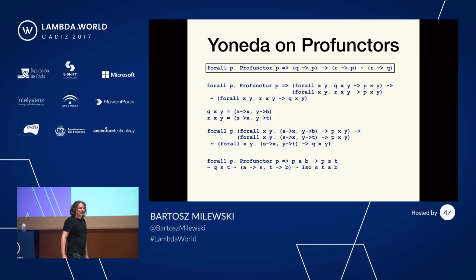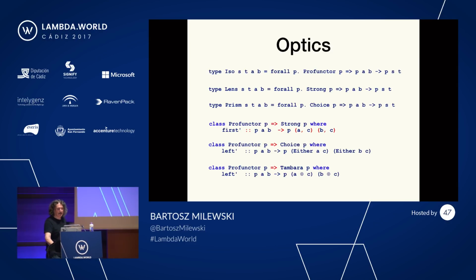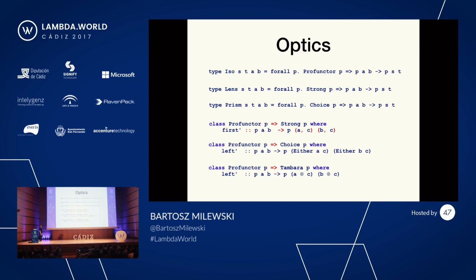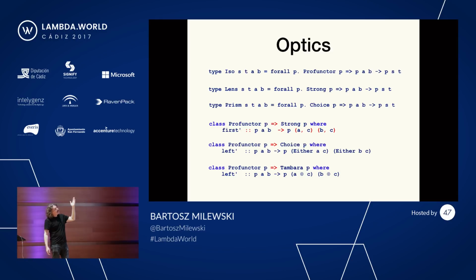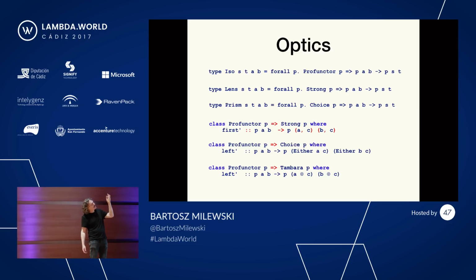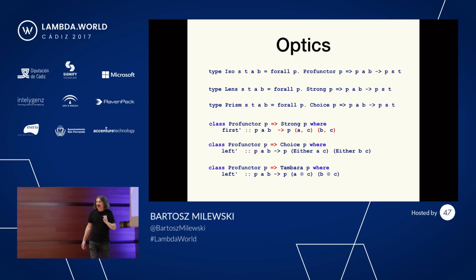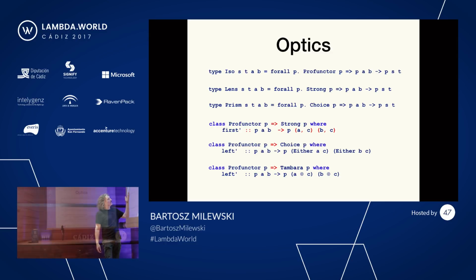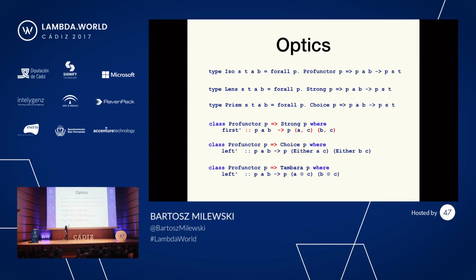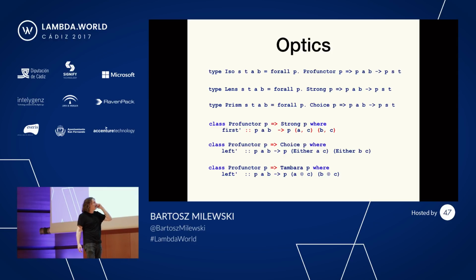But I'm still not getting lenses and prisms, right? So what's the next step? The next step, so this is what it looks like. So I got the first line, ISO, okay? That was kind of easy. But now I want to generalize it to get lens and prism. But lens and prism have these additional constraints, right? Strong and choice. And if you notice that there is a very similarity between strong and choice, it's just replacing Cartesian product with what is called coproduct, the sum type, right?